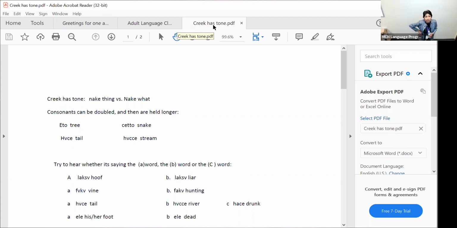Consonants, here we go. Consonants can be double, then are held longer. Ido. Ido is a tree. But when you see right here, it's just one ido. But look here, jito. And that first D is, your tongue is on top of your palate. Jito. Can y'all say that and feel it? Jito. That's how come you need to pay attention. Pay attention to where your mouth is, where your tongue is, okay?